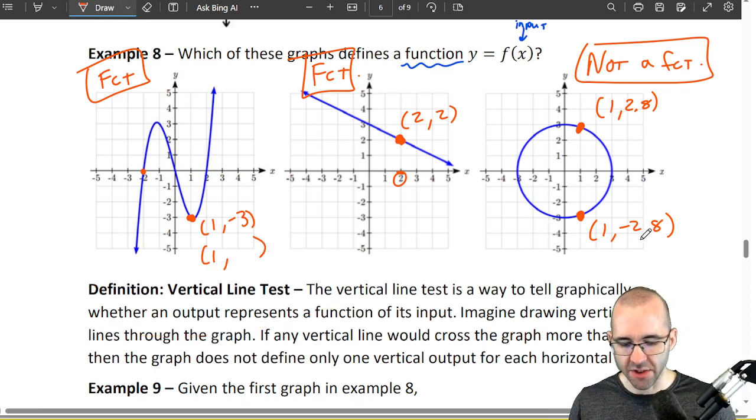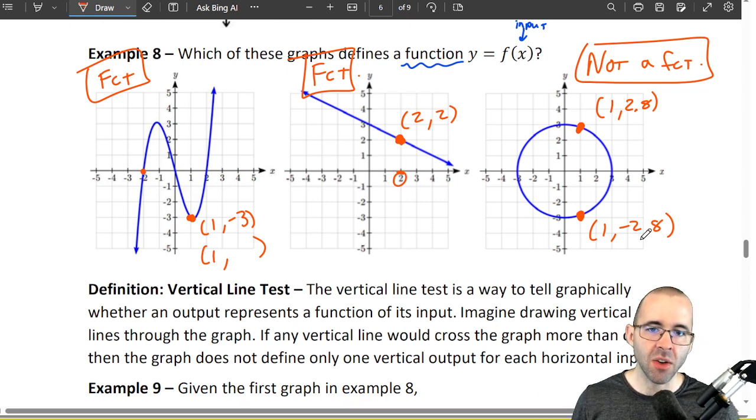The vertical line test is just a way to tell graphically whether an output is a function of its input. So you can think about drawing vertical lines through a graph, and if any of those vertical lines crosses the graph more than once, then the graph does not define a function.